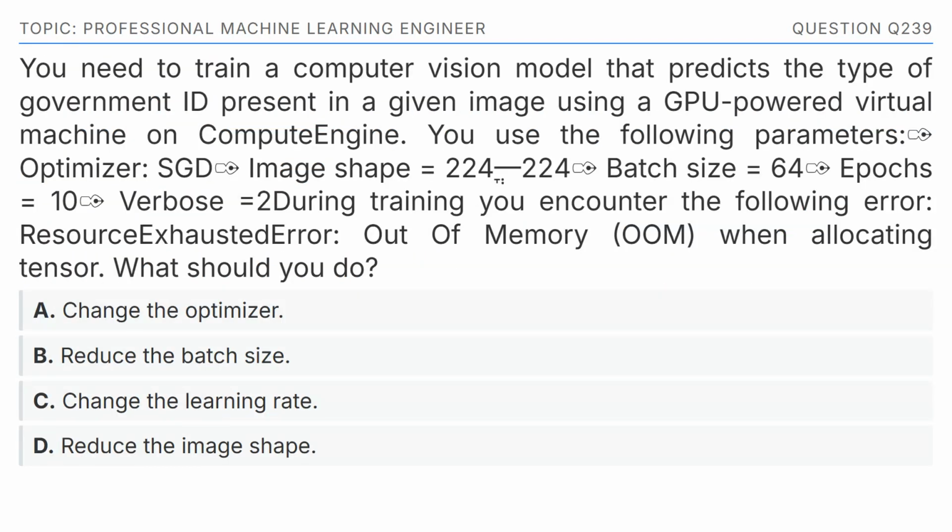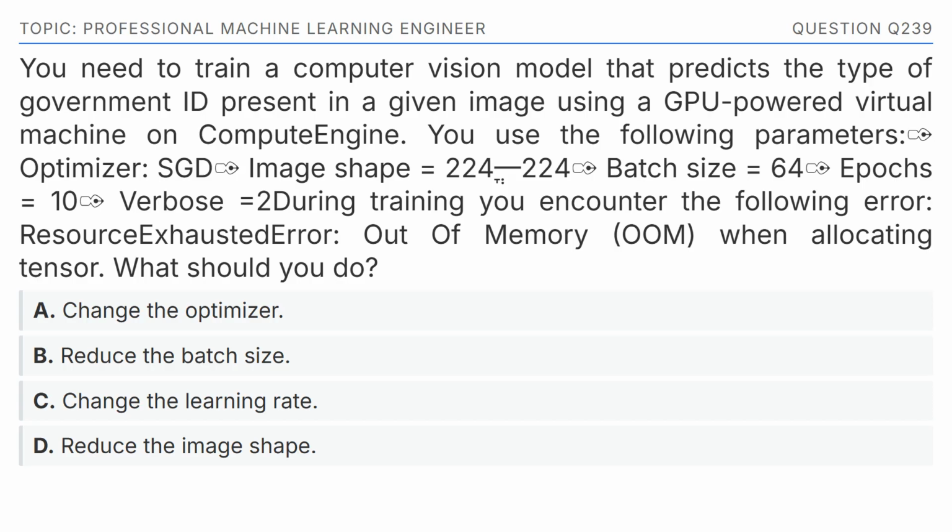You need to train a computer vision model that predicts the type of government ID present in a given image using a GPU-powered virtual machine on Compute Engine. You use the following parameters: optimizer, SGD, image shape equals 224, batch size equals 64, epochs equals 10, verbose equals 2. During training you encounter the following error: resource exhausted error, out of memory, OOM, when allocating tensor.